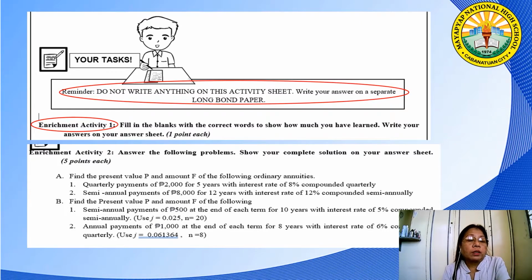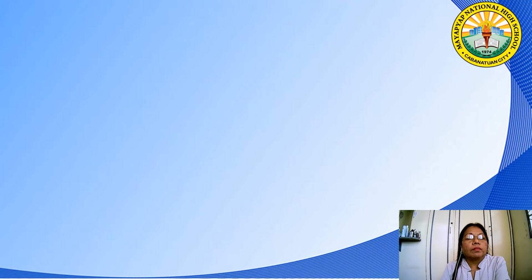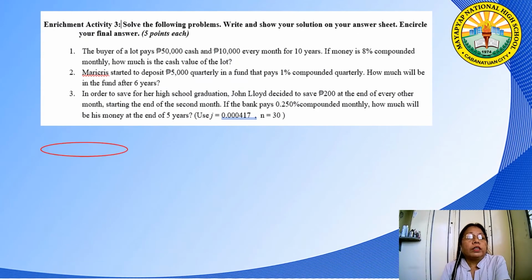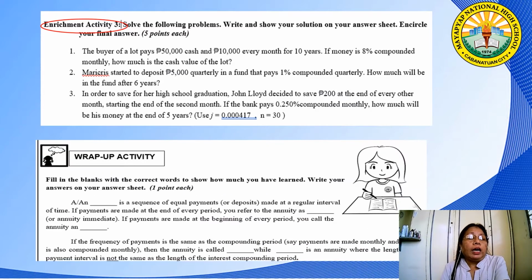For enrichment activity 3, solve the following problems. Write and show your solution on your answer sheet and then encircle your final answer. Each item gives you 5 points. And for the wrap-up activity, fill in the blanks with the correct words to show how much you have learned. Write your answer on your answer sheet. It gives you an additional 1 point for each blank.